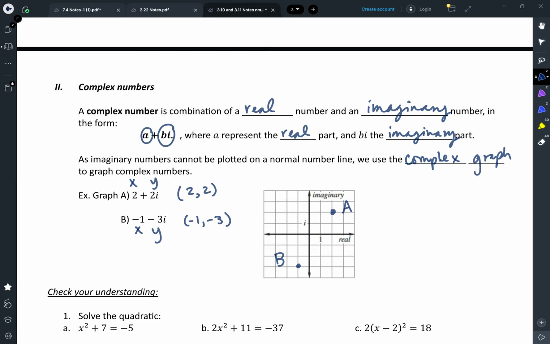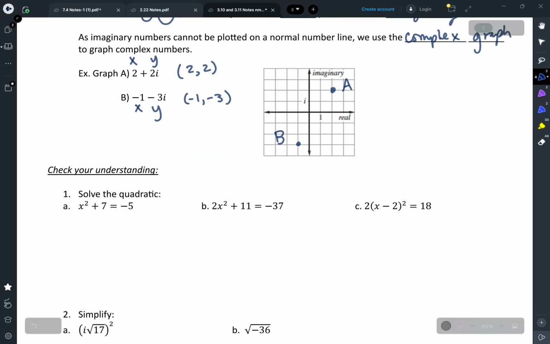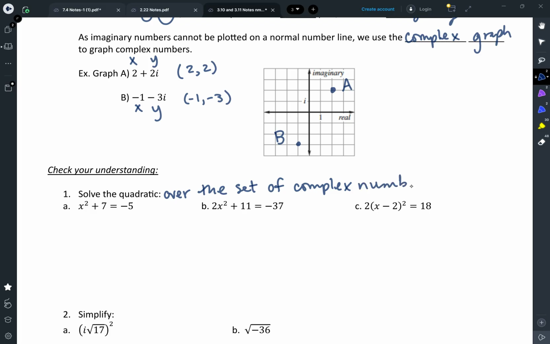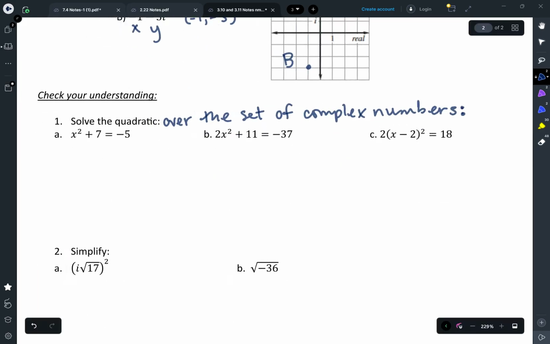So check your understanding. We should add some words to the directions here. It says solve the quadratic, but it really should be saying over the set of complex numbers. If it just says solve, it's totally cool to say, sorry, I can't, no real solution. But if we say complex numbers, that tells you that you could get i in your answers. So be really careful about directions and ask if you're not sure, because sometimes we make mistakes with directions too, like on this one.